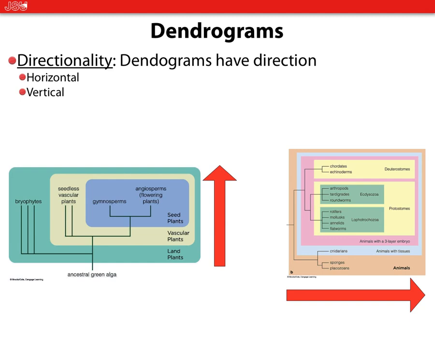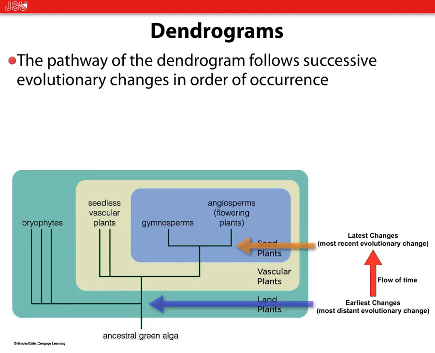Okay, but the point here is what? All of these things have a start and an end, just like a story, just like a sentence. Okay. Other thing with dendrograms is it shows a pathway of successive evolutionary changes. Okay, here's the start of the sentence. Here is the first chapter of the book. Goes to the second chapter, we have some evolutionary change. Okay, that is the earliest change, the most distant evolutionary change.